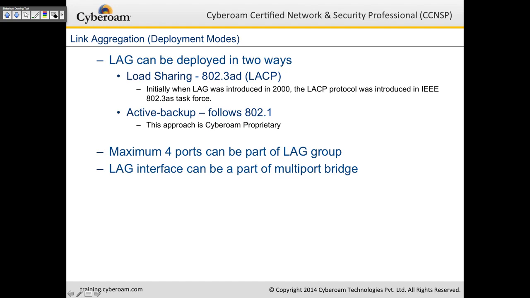And in Cyberoam, you can have maximum of 4 ports which can be a part of a single LAG group. You can have multiple groups of LAG, but in a single LAG group, there will be at most 4 interfaces or 4 ports. So if you're having 1 gig ports and you're aggregating 4 ports, it will give you 4 Gbps of throughput. Now LAG interface can be a part of a multi-port bridge as well in Cyberoam.